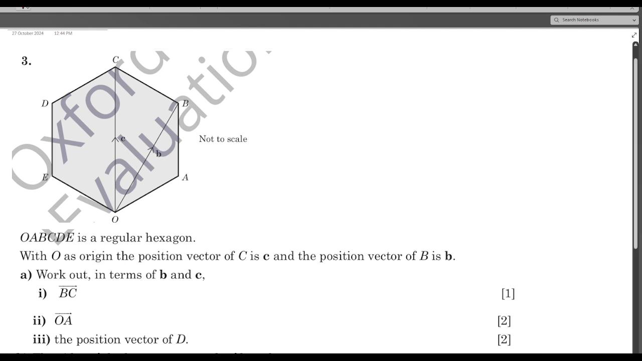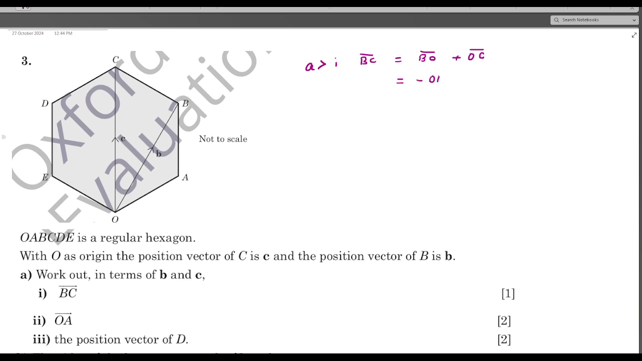So your BC vector, first question, A first, will be equal to your BO vector plus your OC vector. Now BO vector is negative of OB, plus this is OC. Negative of OB is minus B plus C. So this is your BC. Then you have to work out your vector OA.